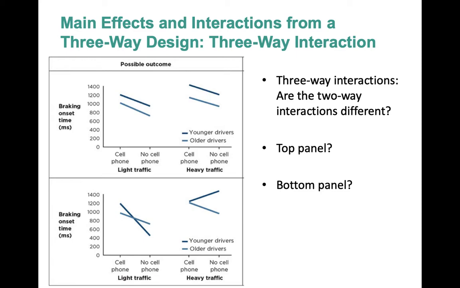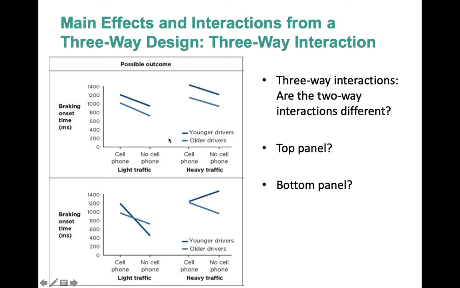It's really, this is kind of a mind blower. It hurts my brain, honestly, but this is what a three-way interaction is. We're really asking, are the two-way interactions different depending on which level of the third variable we're at? Let me go over several examples that will hopefully illustrate this.